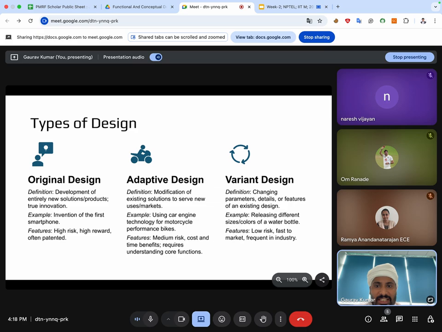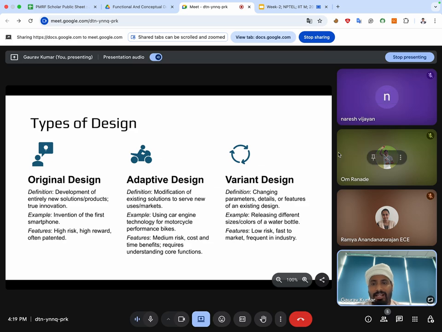Okay, let me explain again. We are discussing original design. This is where true innovation happens. You are solving a problem that no one has tackled before, so you start from a blank slate. Take the first smartphone, where the touch screen, music player and internet browser were all in one device. That is an example of original design. It has high investment, high reward, which often leads to patents or tech revolutions.